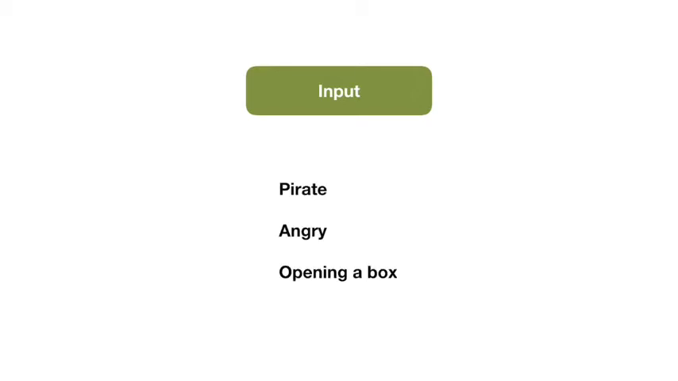So I want to start off with the input being these three words: pirate, angry, and opening a box. So we have a character, we have an emotion, and we have an action. But it is not said that I have to draw a pirate. It's just the input. It is something that I can use to spark ideas. These words will start interacting in my mind. I will form combinations between them, and any idea I get from these ideas is a valid idea. So that's what I will be working with.